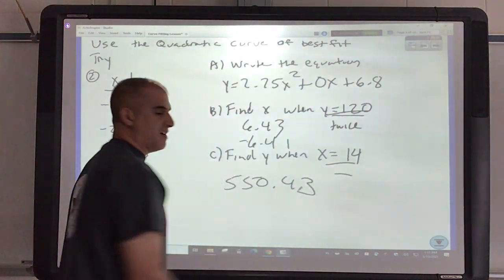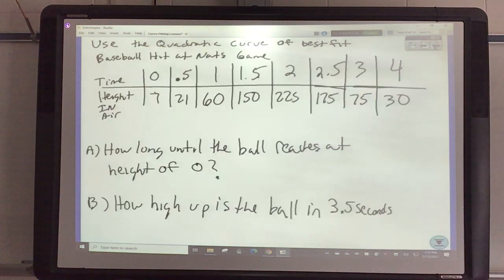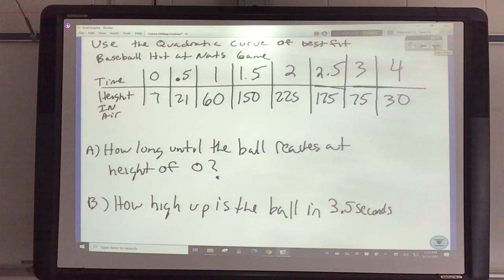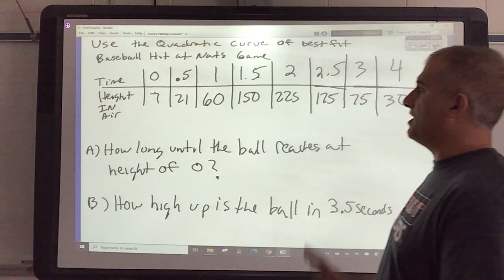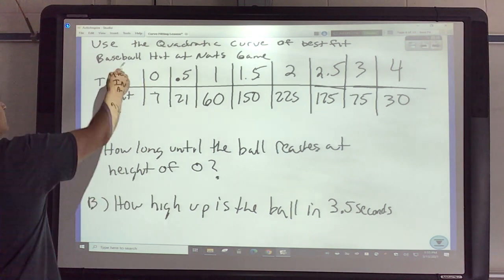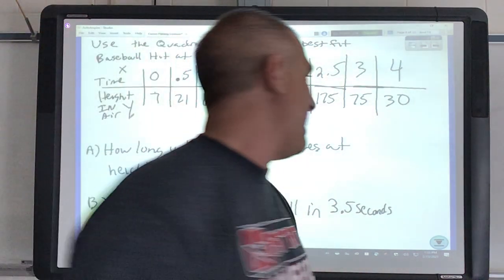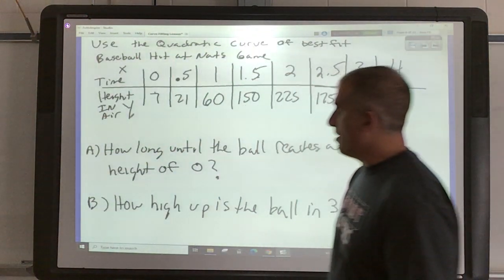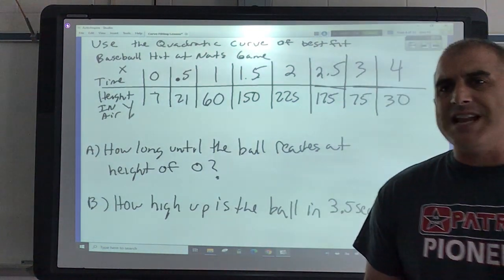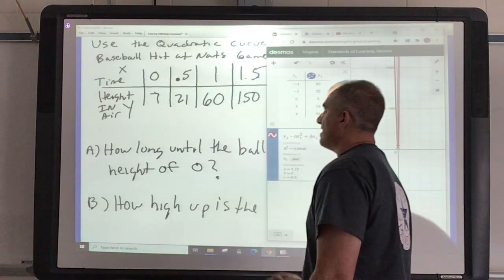Now remember, all of this stuff is an estimate, all right? None of this is overly accurate because it's all just a curve of best fit. Okay, now, let's get involved in the word problems, using the quadratic curve of best fit. A baseball's hit at a Nats game. Time is that. Height is that. This is going to be your x, this is going to be your y. Now, this is where you got to use a little bit of logic. You want to avoid the concept of negative x values. In real life problems, a lot of things don't have negative x values.